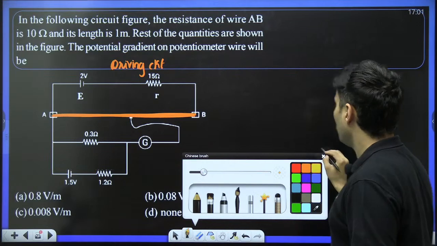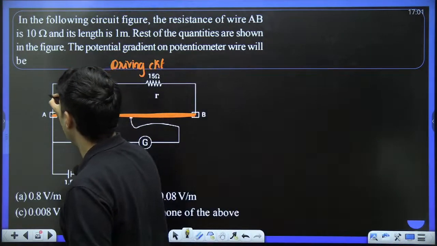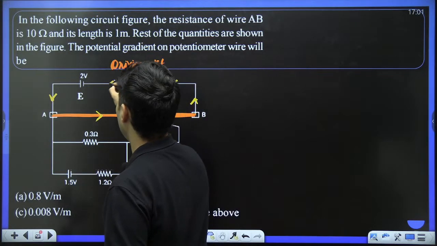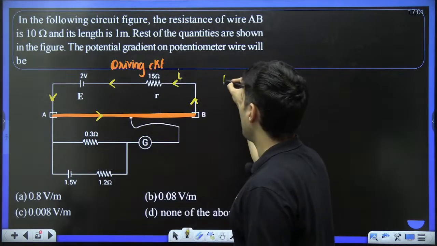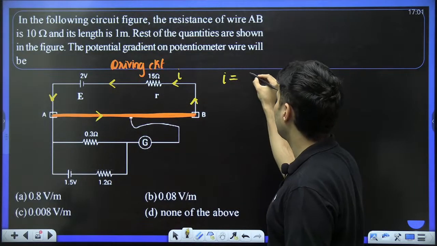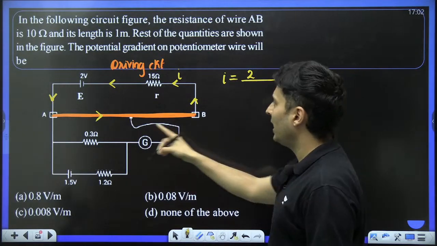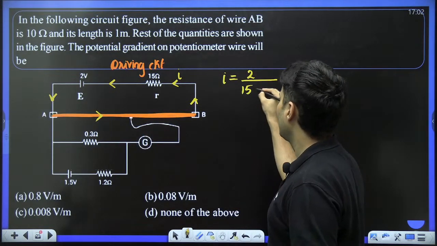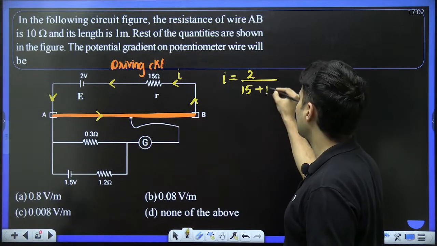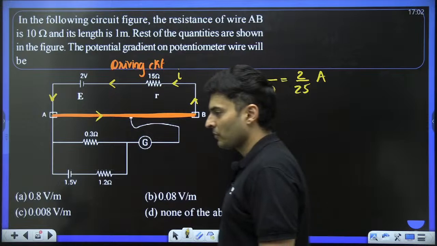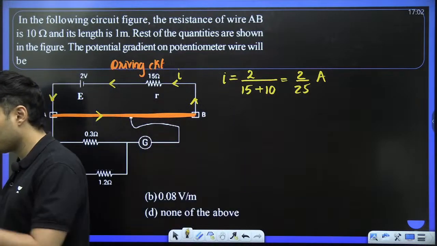We all know that because of this battery, there will be some current flowing in it. That current is shown right over here. Can you guess the value of the current? That value of the current will be the EMF, which is 2 volts, divided by the total resistance. 15 is there, plus the wire's resistance is basically 10. So 2 by 25 amperes. Yep.